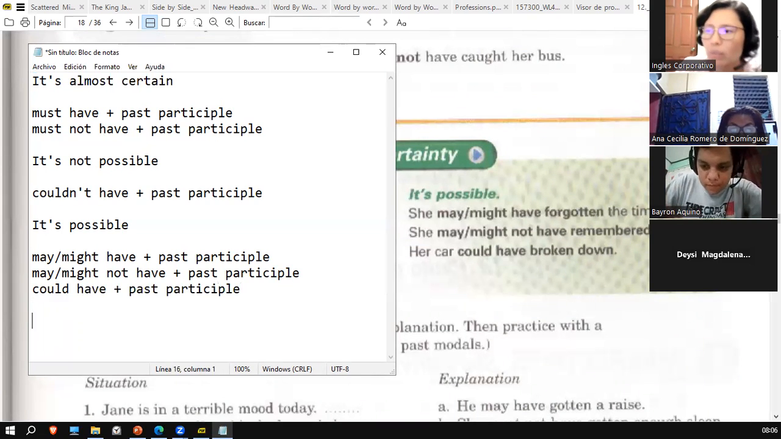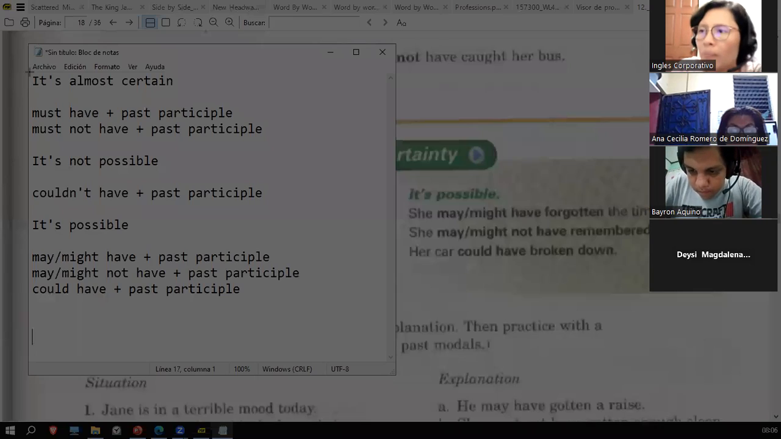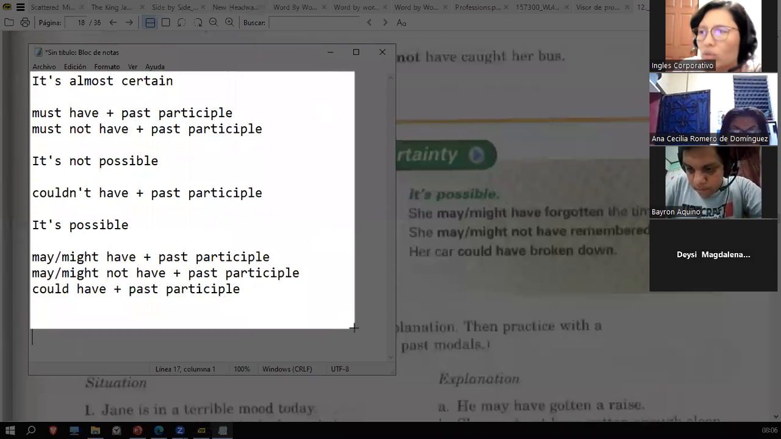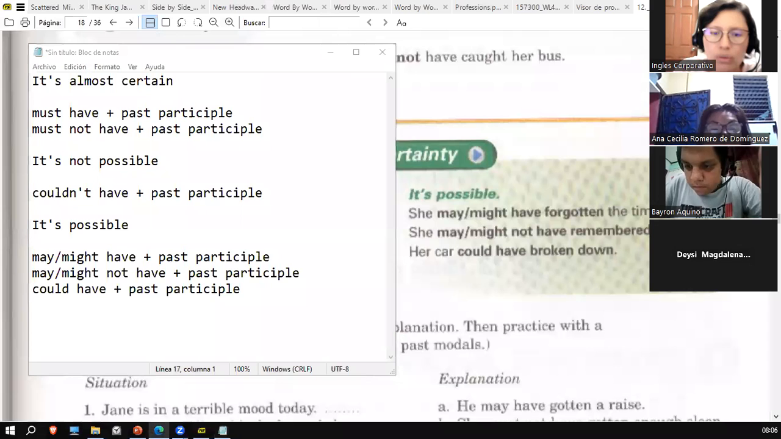Entonces, esto que ustedes ven en pantalla, chicos, son las fórmulas. Son como los elementos que ustedes necesitan para construir sus ejemplos. I'm going to share them with you through WhatsApp.